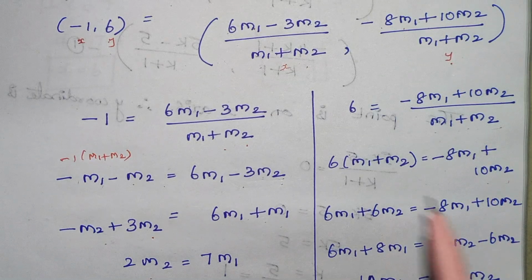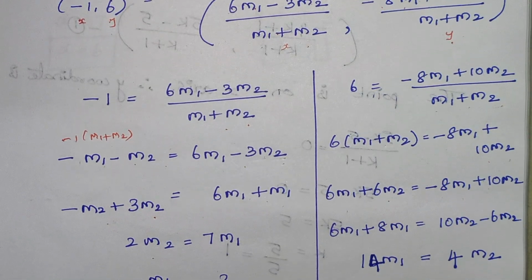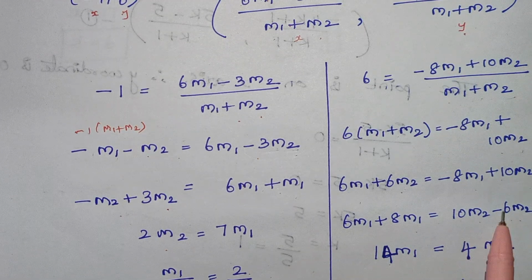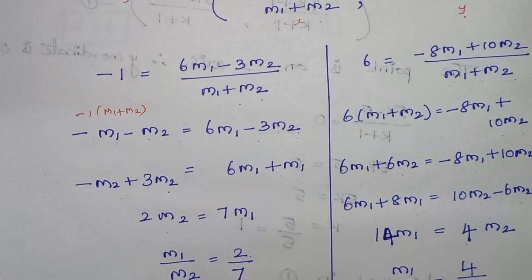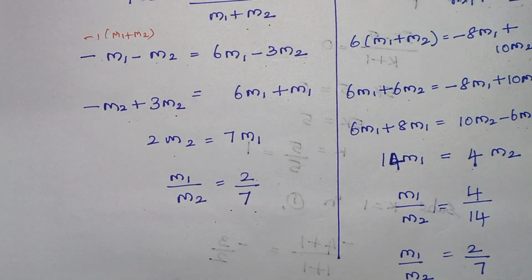Again I am multiplying. So 6 into m1, 6 m1, 6 into m2, 6 m2, and here it is minus 8 m1 plus 10 m2. So again I am combining the m1 terms together and m2 terms together. So here it is 6 m1 plus 8 m1 equal to 10 m2 minus 6 m2. Right, so 8 plus 6 is 14 and 10 minus 6 is 4. And again once you simplify, you see the ratio of m1 by m2 is 4 by 14.